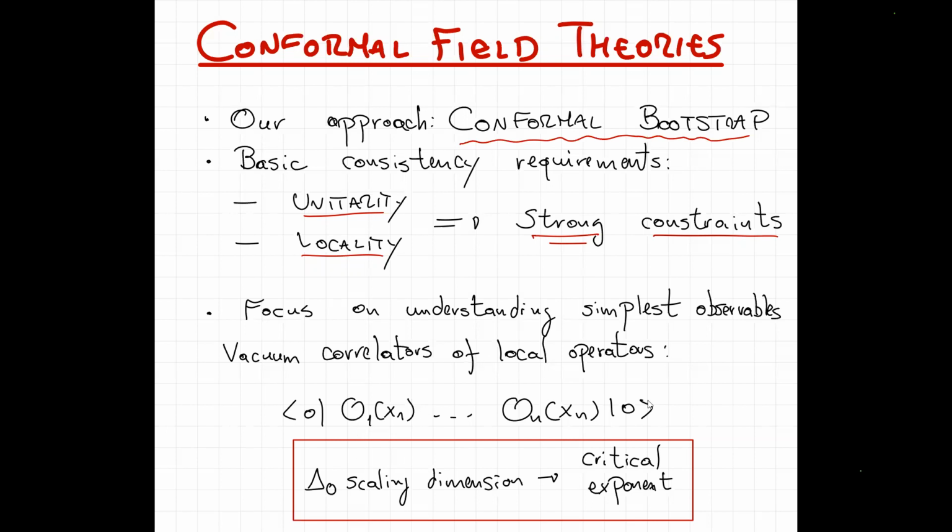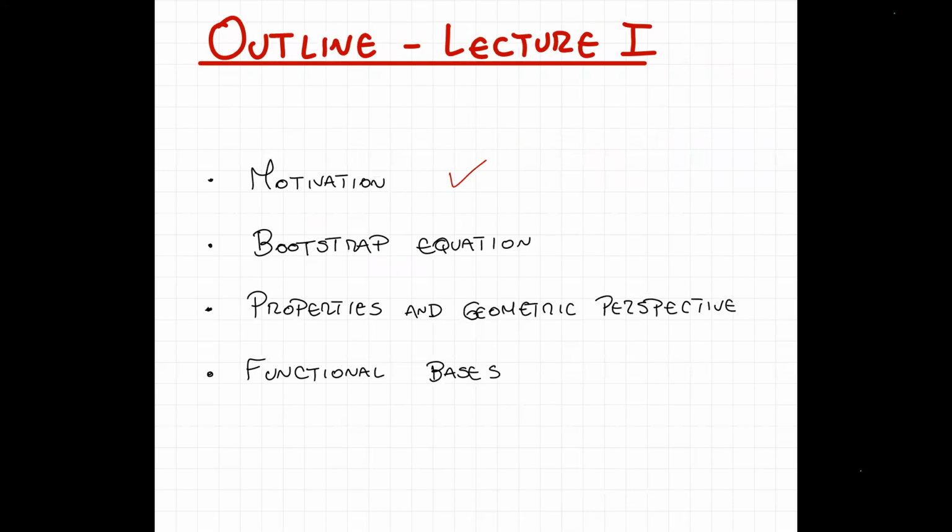And so the reason why these are interesting objects, for instance, is that if we know, say, the spectrum of local operators, we'll know all their quantum numbers. Their quantum numbers include the scaling dimensions. And these scaling dimensions are nothing but the critical exponents that I was talking about before. So this is already a very interesting set of observables to consider. Okay, so that concluded the motivation.